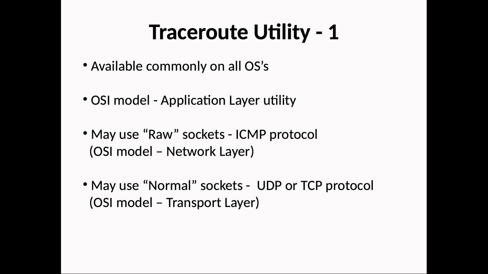And just like the ping command, this is also an application layer utility as per the OSI model. Now, in contrast with the ping command, which uses raw sockets and is purely ICMP based, here there are two possibilities as far as the implementation is concerned. It's possible that you may use raw sockets, which then use the ICMP protocol, which then obviously means it's operating at the network layer as per the OSI model. But it could also be done through normal sockets, which means it's using TCP or UDP, which operate at the transport layer of the OSI model.